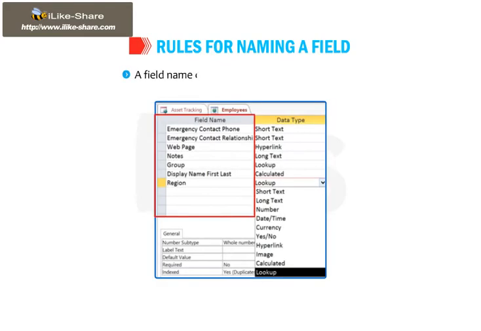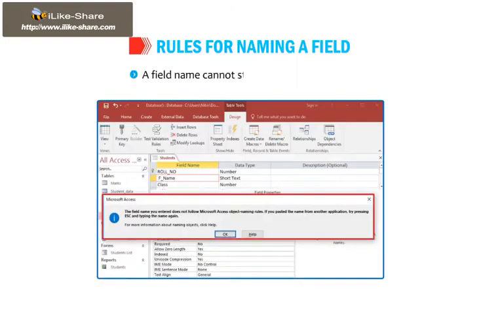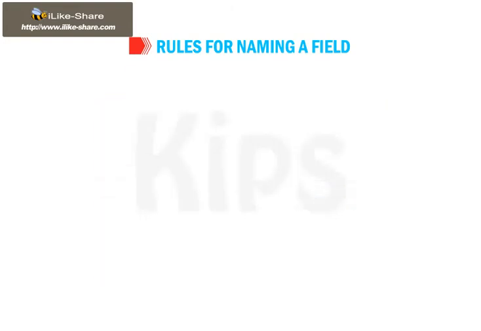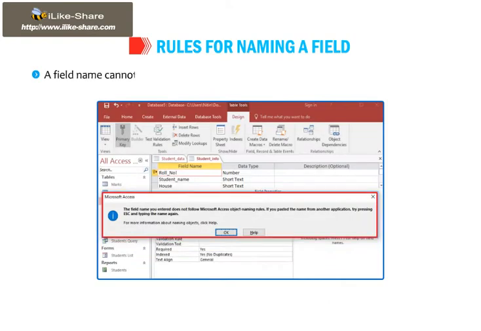A field name can range from 1 to 64 characters. A field name can include letters, numbers, and some special characters. Generally, the underscore sign is used. A field name cannot start with a blank space. A field name can be in upper, lower, or mixed case. A field name cannot have a period, exclamation mark, brackets, or the grave accent.